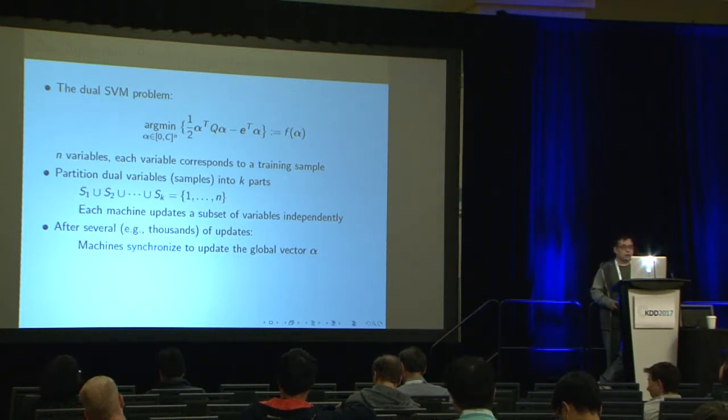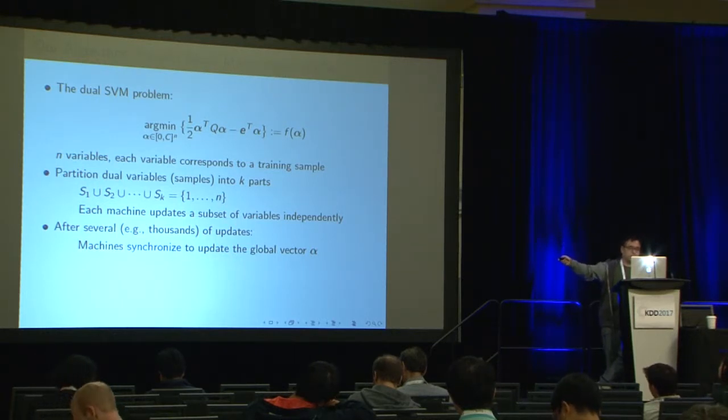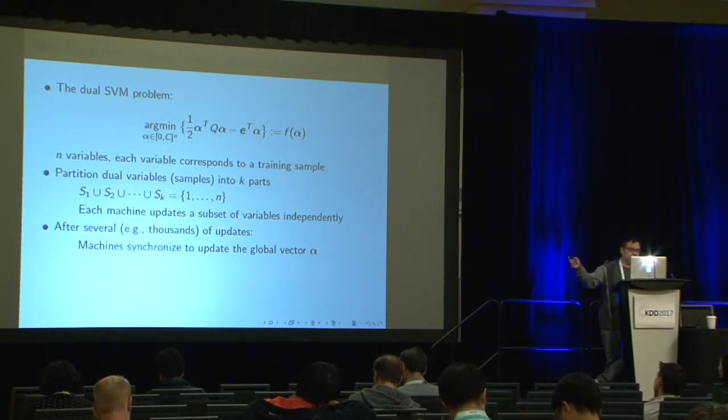So the main idea is very simple. We just try to partition the variables into k parts if you have k machines. So each machine only updates the variables for one subset. So we partition the index set 1 to n. You have n dual variables. So we partition this set into k non-overlapping subsets. And the ith worker only updates the variables in S_i. So they are doing independent updates. And after several updates, maybe thousands of updates, they synchronize to get the next iterate alpha.